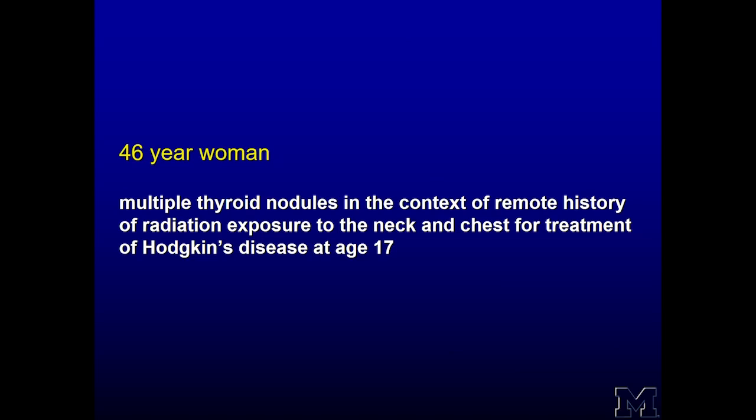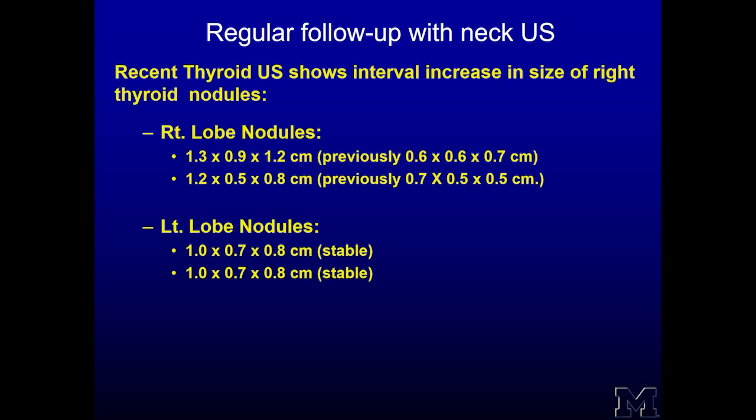And I will present here a case of suspected organification defect in a 46-year-old woman who has multiple thyroid nodules in the thyroid gland occurring in the context of remote radiation exposure of the neck and chest for treatment of Hodgkin disease at age 17. So in this case, there is clearly a concern for radiogenic induced thyroid cancer. This patient obtains regular follow-up with neck ultrasound for surveillance of multiple thyroid nodules that involve both lobes.